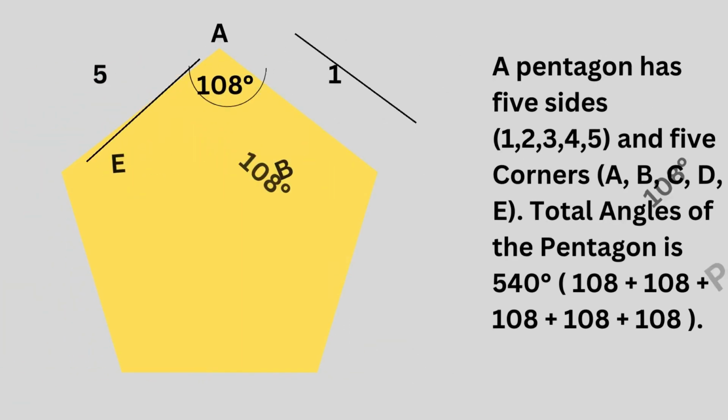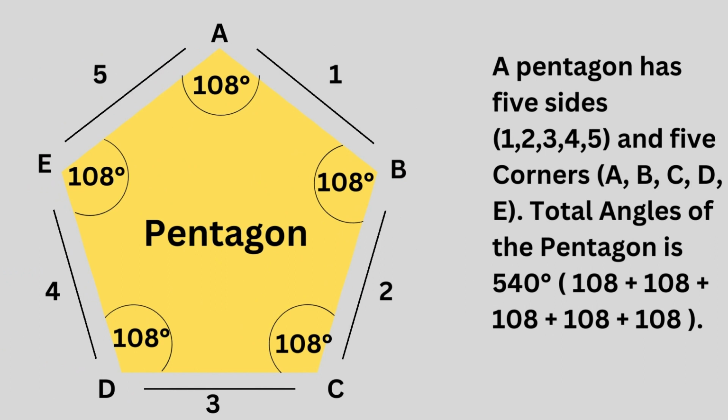Next shape we are going to see is pentagon. A pentagon has five sides, 1, 2, 3, 4, 5, and five corners, A, B, C, D, E. Total angles of the pentagon is 540 degrees, 108 plus 108 plus 108 plus 108 plus 108.